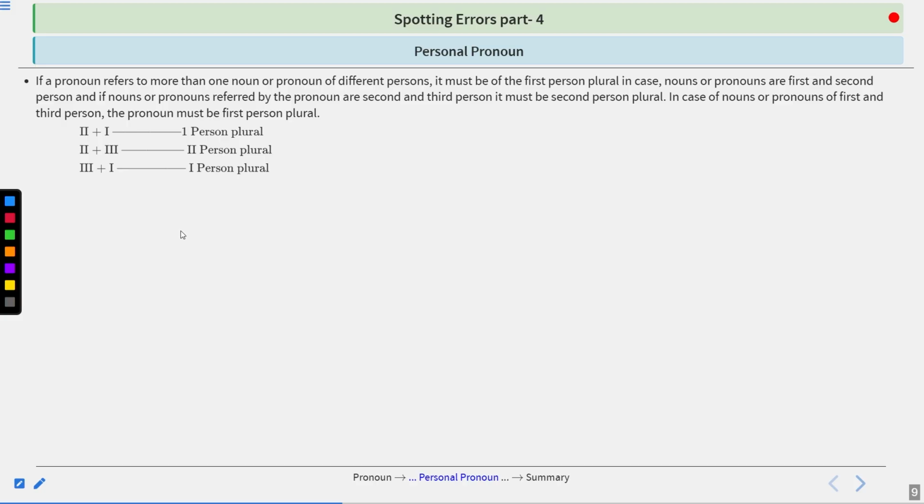What are we talking about here? We are talking here that if you find second person and first person, the common pronoun to be used is first person plural. If you find second person and third person pronouns, we will use second person plural. If you find third person and first person, we will use first person plural here. Example, the second person, you, and the first person, so second person and first person becomes we. You and I have done our job.